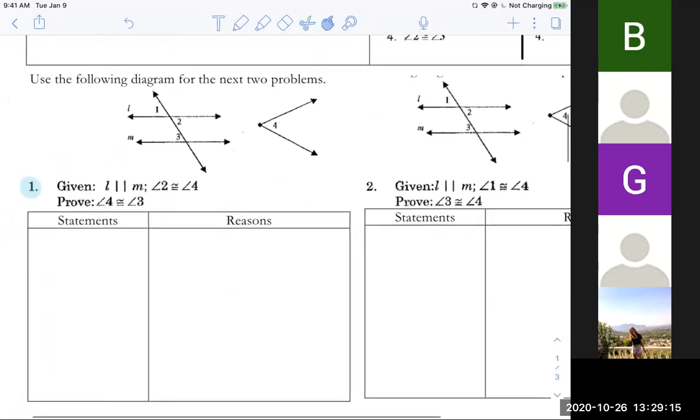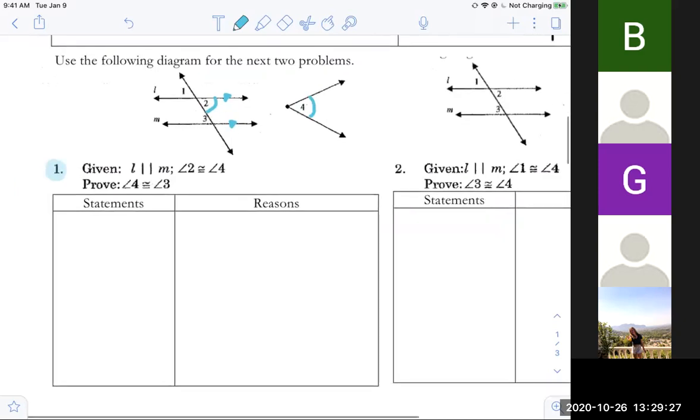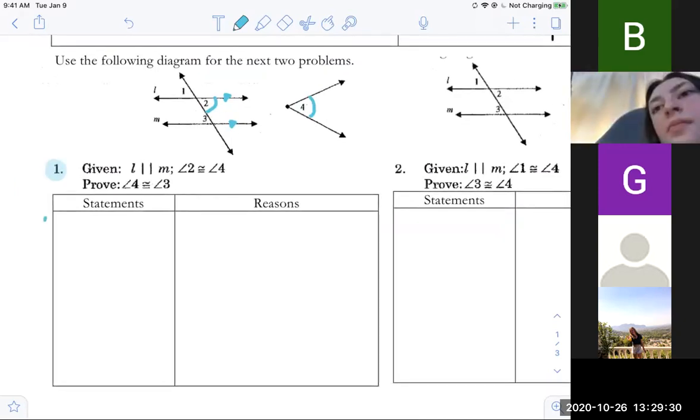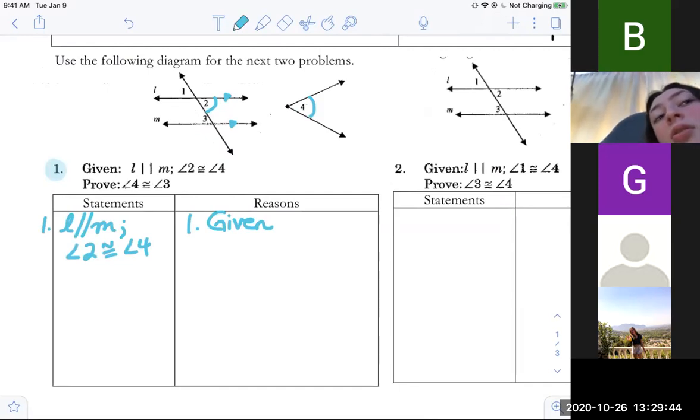Okay, this one says you're given that L and M are parallel. So I'm going to mark that on the picture so I know that that was given. And we're given that angle 2 is congruent to angle 4. And I'm going to mark that on the picture so that I know that that's given. That's known information. Okay, as far as writing the statements, those could be written together in the first step, or you could separate them, whichever way you prefer. It really doesn't matter. Sometimes I'll put them together, sometimes I'll separate them, depending on the proof and what we're trying to show.